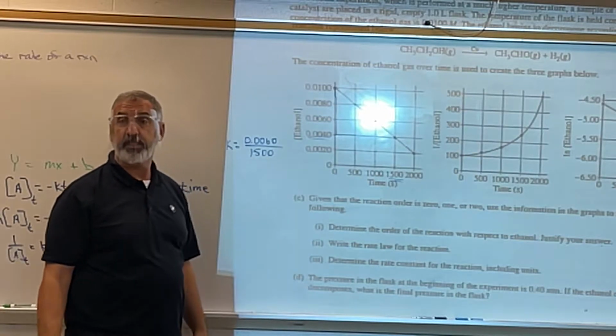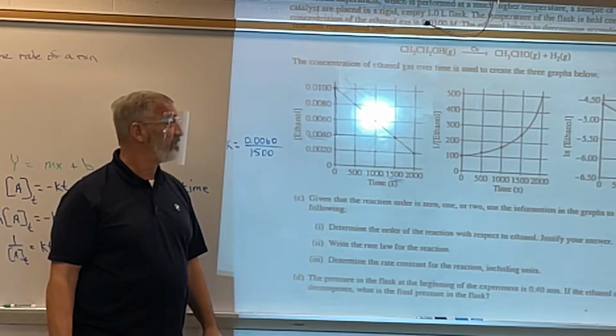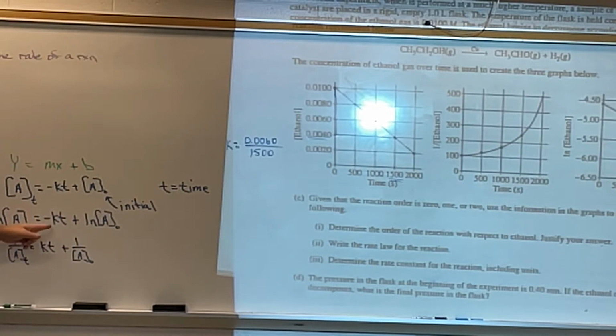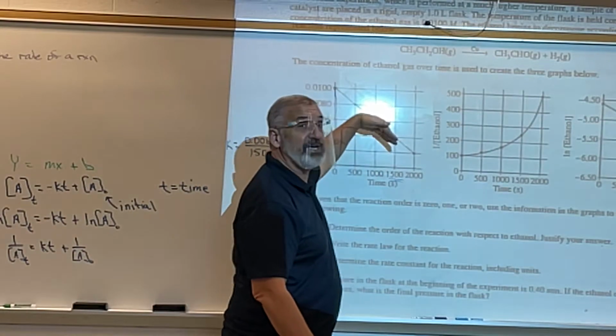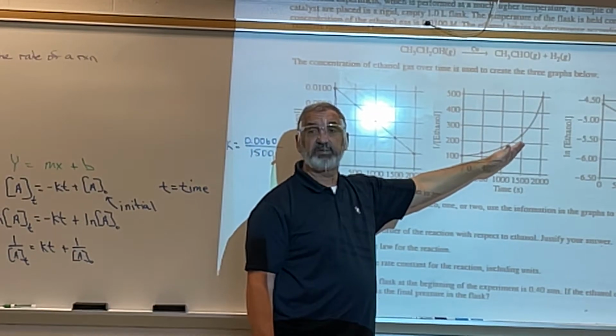Does that only work for zero order? No. Okay, so it works for any of them. k is always the slope, it's just negative on these two. But again, just know k is always positive. So your slope on zero and first orders are going to be negative. Slope on the second order is going to be positive.